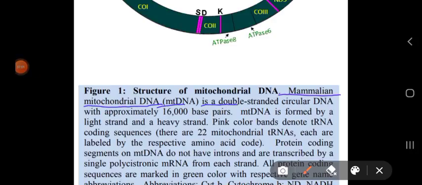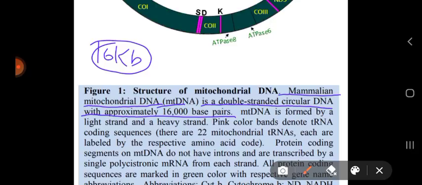It is a double-stranded circular DNA molecule, as I have mentioned before, with approximately 16,000 base pairs, a total of 16 kb, kilo bases. Mitochondrial DNA is formed by a light strand and a heavy strand. So the human mitochondrial DNA has two strands. One is called the light strand, and another is called the heavy strand.